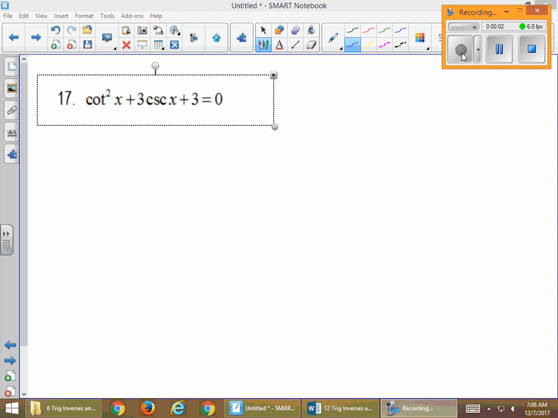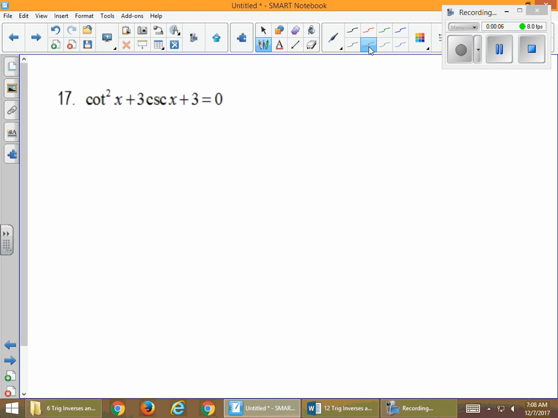Right, this is either number 16 or number 17, depending on the version of the test that you had. But it's cotangent squared plus 3 cosecant plus 3. So again, we want to keep our singlet and substitute for our squared. And our squared here is cotangent squared.